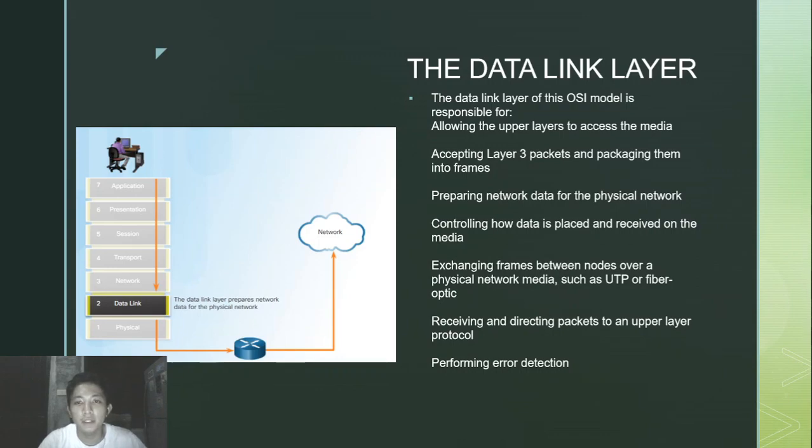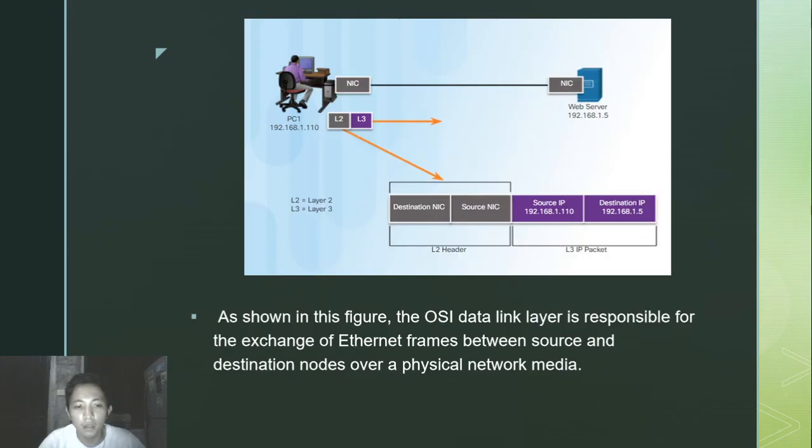The data link layer of the OSI model is responsible for allowing the upper layers to access the media, accepting layer 3 packets and packaging them into frames, preparing network data for the physical network, controlling how data is placed and received on the media, exchanging frames between nodes over a physical network media such as UTP or fiber optic, receiving and directing packets to an upper layer protocol, and performing error detection. As shown in this figure, the data link layer is responsible for the exchange of Ethernet frames between source and destination nodes over a physical network media.